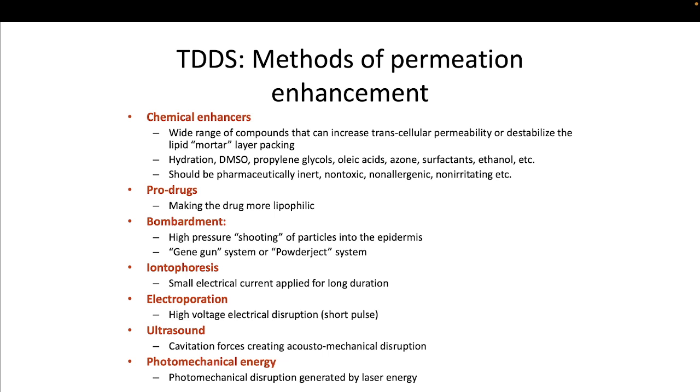Another method is using ultrasound, where you use cavitation forces by giving sound waves to the skin. They are at a frequency where it will again destabilize your lipid layer, and then the drugs can permeate. Another method is photomechanical energy, similar to ultrasound, where you use sound energy. In photomechanical, you can use laser energy to disturb this lipid layer and thereby increase the drug permeation.